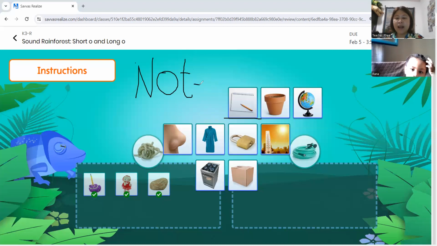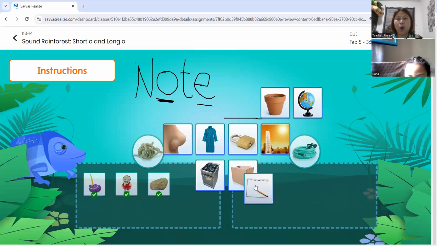E, because this is a long O sound. E. Very good. Note. So what sound is it? Is it a short O or a long O? Long O. So where should we put it? Under the knot or under the hose? Hose. Very good. Good job, Rana. So let's put note under the hose.